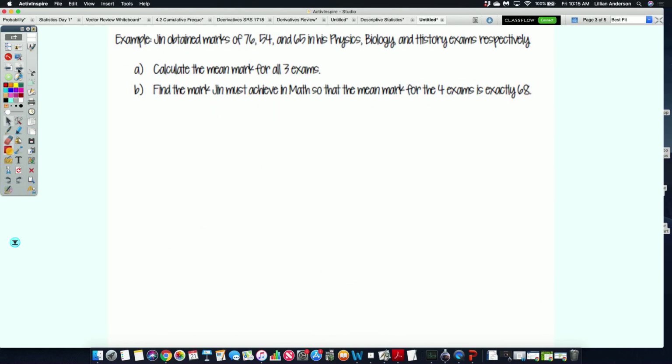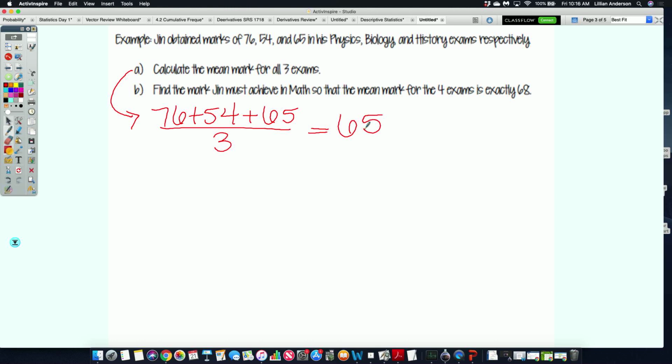Here's one. This is a very simple, basic one, similar to something you might see on an SAT type problem. It says Jen obtains marks of 76, 54, and 65 on his physics, biology, and history exams respectively. Calculate the mean for all 3 exams. How do you find the mean again? Add up all the values and then divide by the number of values. What's my number of values? 3, the number of exams he took. So what is that? It's 65? Yes. So the mean for all 3 exams is 65. That's old. You should know how to do that prior to this class.